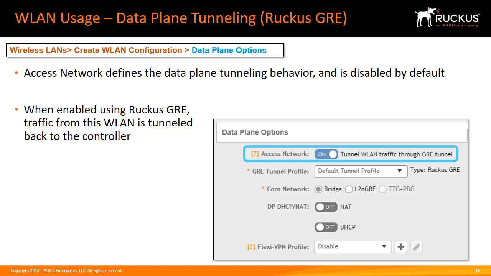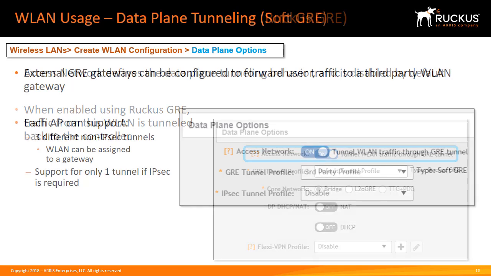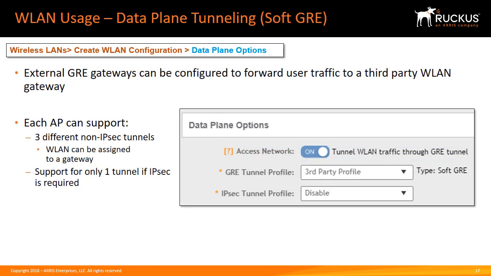When tunneling through the Ruckus GRE tunnel, additional core network options include core network data plane DHCP/NAT options, and if you're using a virtual SmartZone instance, a Flexi VPN data plane profile option is available as well. As mentioned in earlier modules, each AP can support soft GRE tunnels to external GRE gateways. To use these, the soft GRE tunnels need to be configured and associated with the zone.